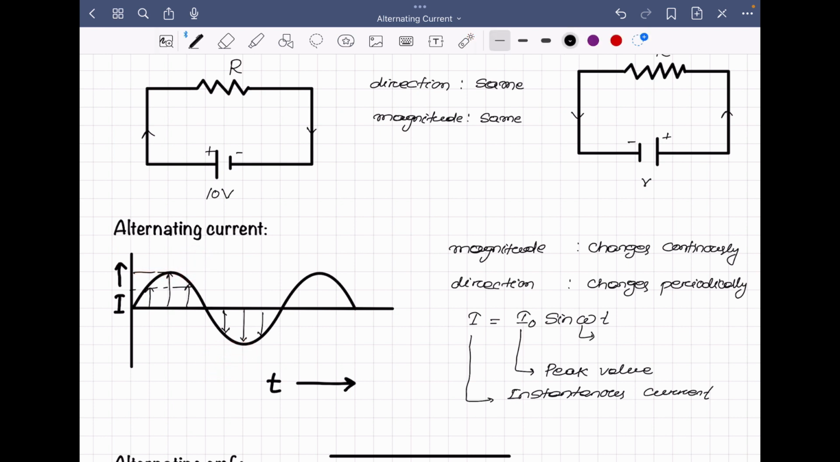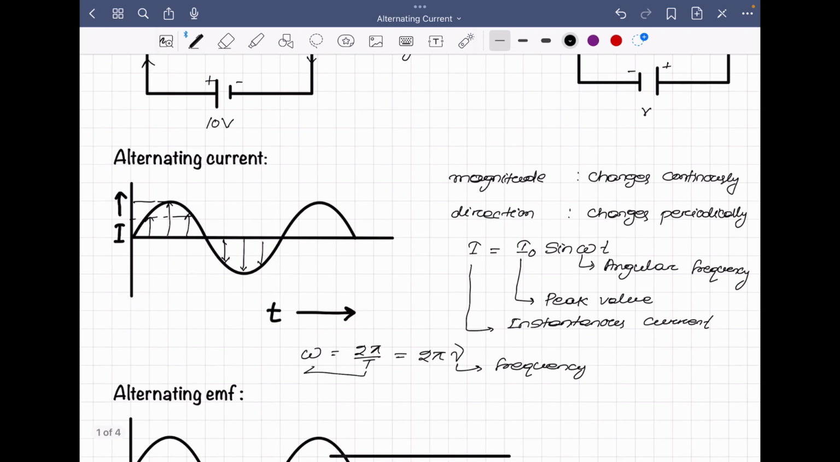This omega is our angular frequency, and omega can be written as 2 pi upon T, or you can also write 2 pi nu or 2 pi f. Nu is our frequency, and this capital T is our time period. This omega t is called phase. This is the formula for alternating current.